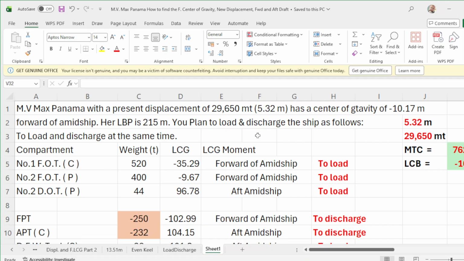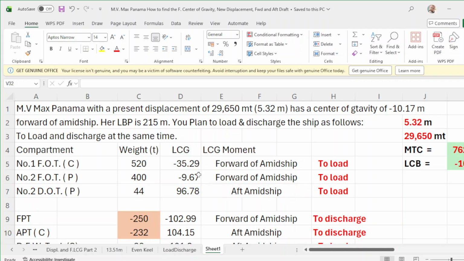As in the previous example or scenario, the initial draft is 5.32 meters with a displacement of 29,650. And these are the weights that we are going to load for bunkering: FOT tank number 1, 220 metric tons; FO2 number 2 port side, 400 metric tons; and diesel oil or DOT tank number 2, 44 tons.